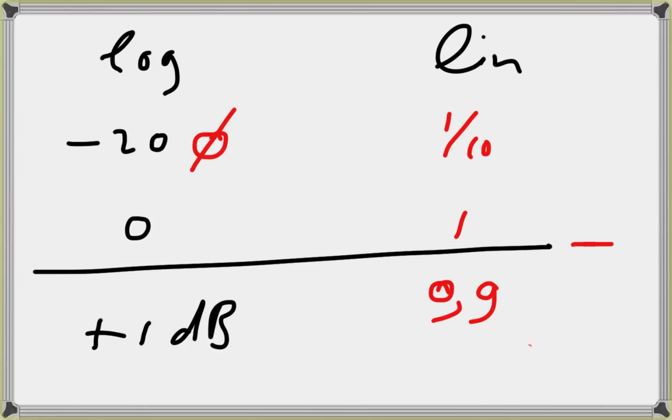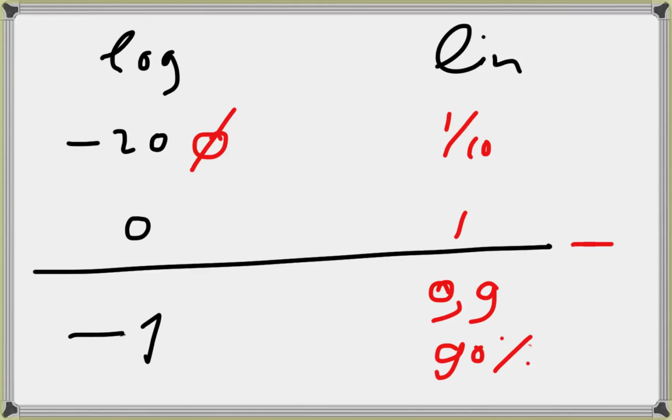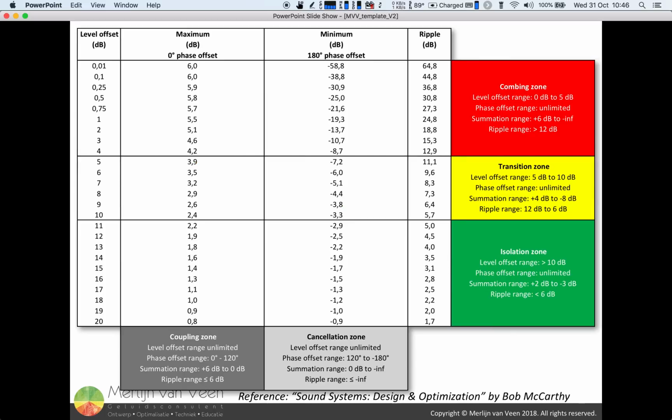0.9. And that, expressed as a percentage, would be 90%, which would be 10% less at the end of the day, which would make the total sum minus 1 dB. No longer plus 1 dB, but minus 1 dB, because the moment you flip the polarity, addition became subtraction. And we ended up subtracting 1/10 from 1 instead of adding 1/10 to 1. And that is exactly what you will see in the bottom row of Bob McCarthy's summation zones.